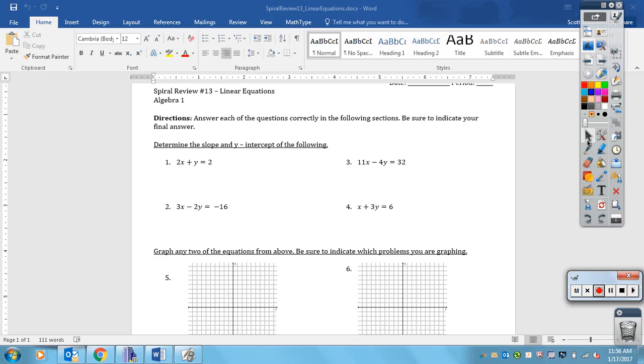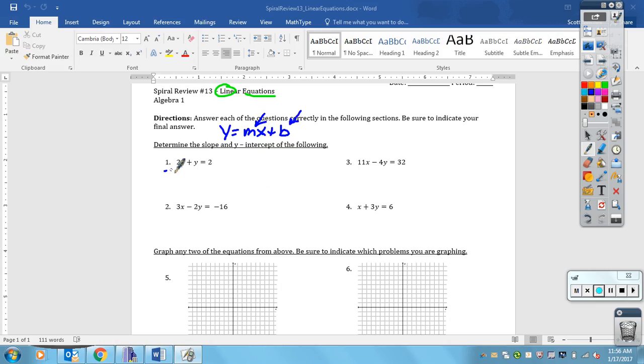This is the Algebra 1 spiral review number 13, talking about linear equations, which are, of course, equations that when you graph them, you get a straight line. That's why they are called linear. Questions number 1, 2, 3, and 4 all ask us to determine the slope and y-intercept. In order to do that, we need to put the equation into y equals mx plus b form, which is called slope-intercept form.